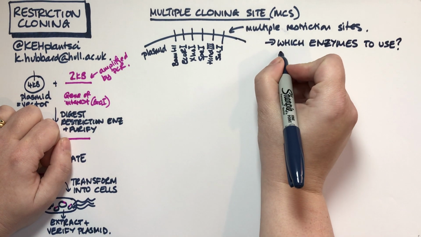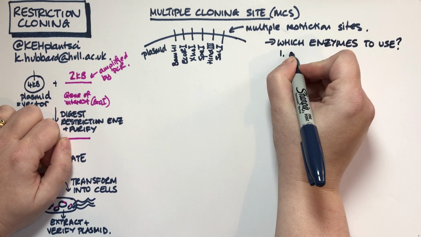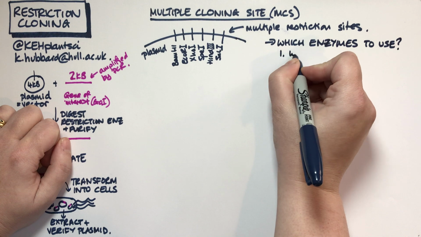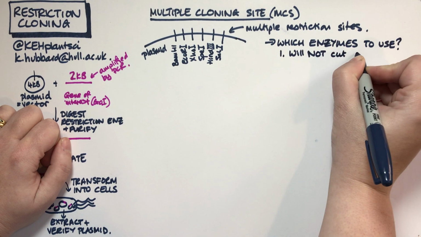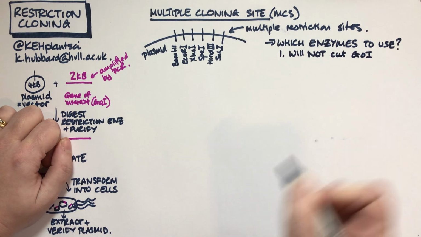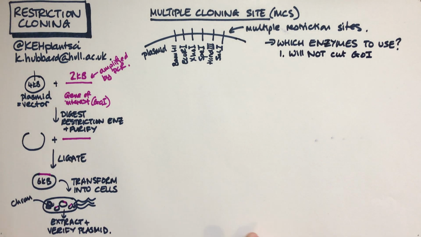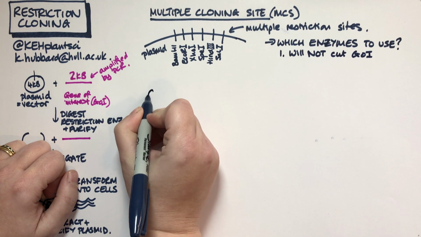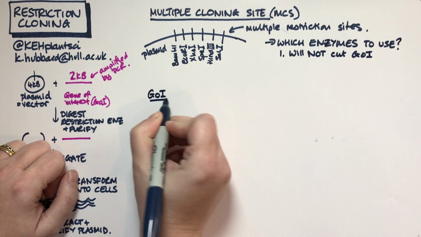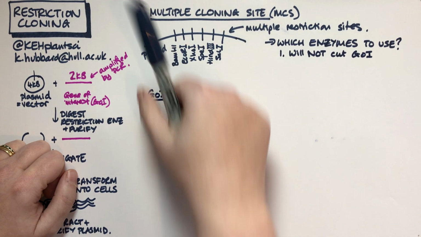So the first rule is something that will not cut the gene of interest. Okay, so I need to know the sequence of my gene of interest in order to make this decision. So here's my gene of interest. This is a 2 kilobase system.